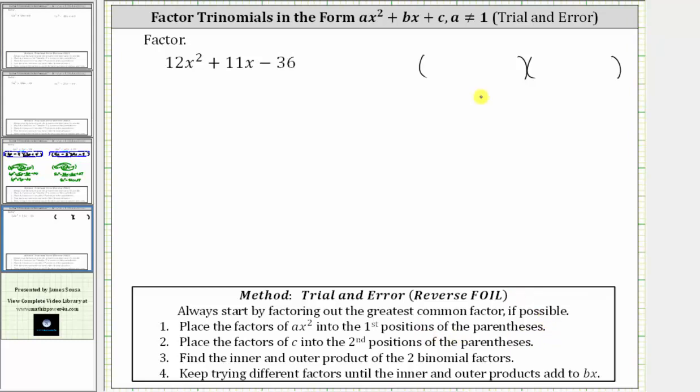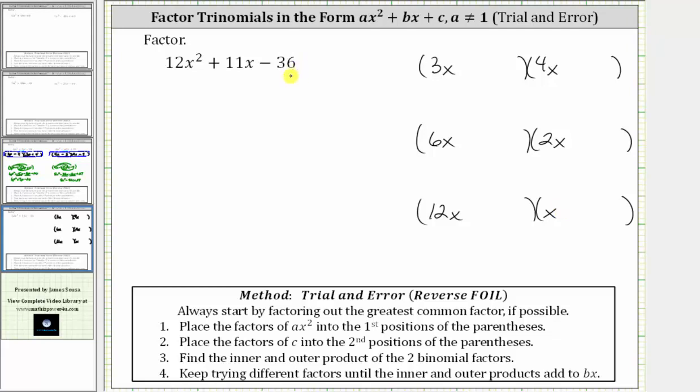But in this case, notice how there are several factors for 12x squared. We could use 3x times 4x, 6x times 2x, or 12x times x. Let's make some additional sets of parentheses here on the right. Let's use 3x and 4x in the first set, so we have a 3x and a 4x in the first positions. For the second set, let's use 6x and 2x. And for the third set, let's use 12x and x.